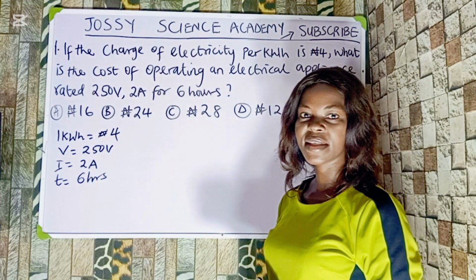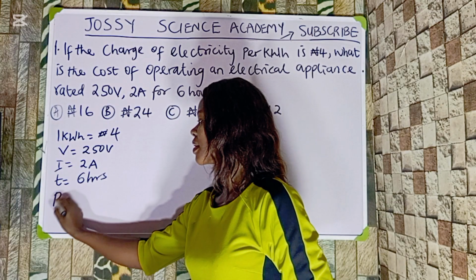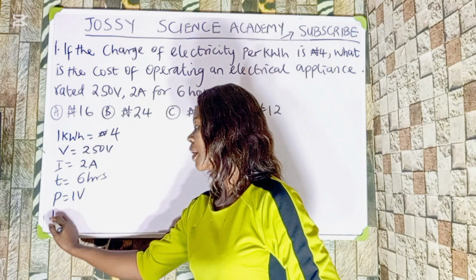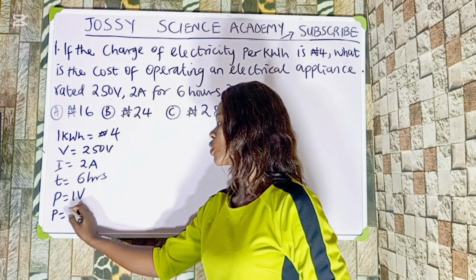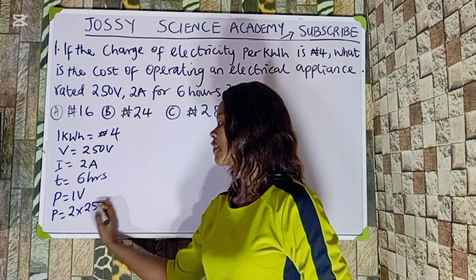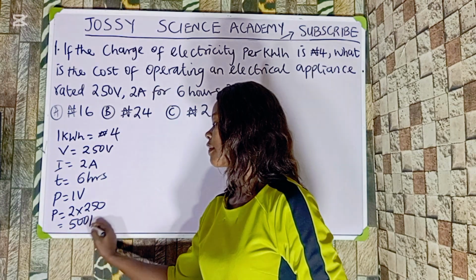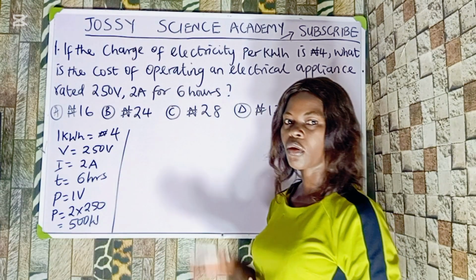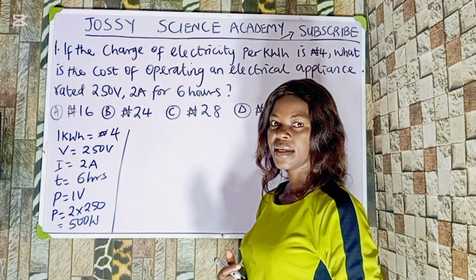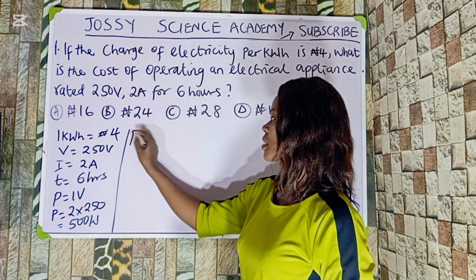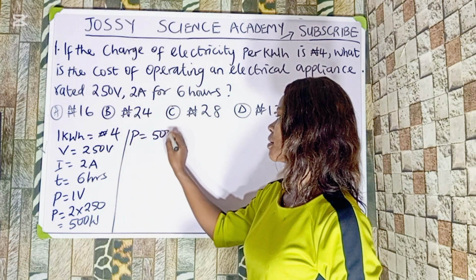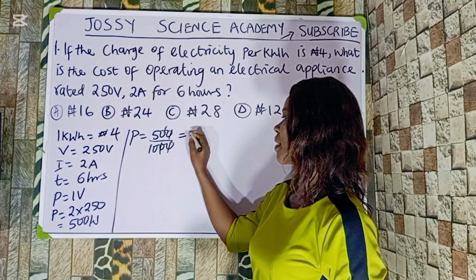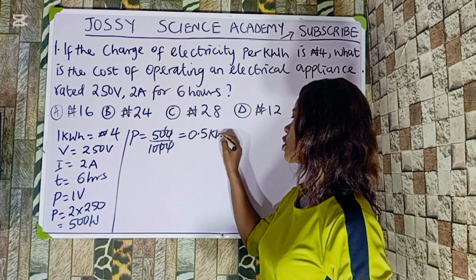And the first thing that will come to your mind is this: what is power? Power is equal to IV, that is current multiplied by voltage. So let's get the power. The power is equal to my current, 2, multiplied by 250, and that gives me 500 watts, right? Now the next thing to do is to convert this power from watts to kilowatts simply by dividing by 1000. This is 500 divided by 1000, so my answer is 0.5 kilowatts.